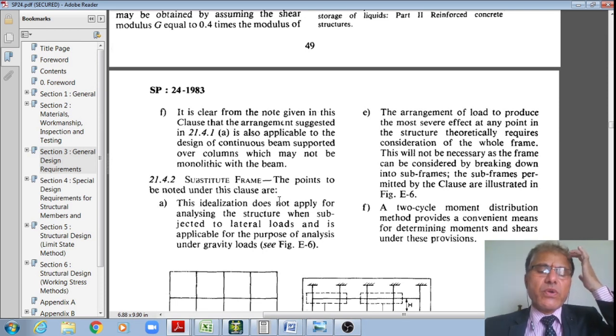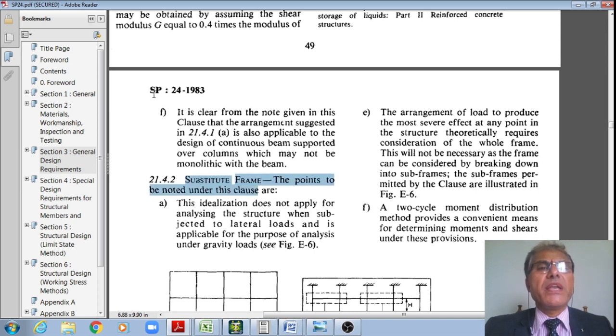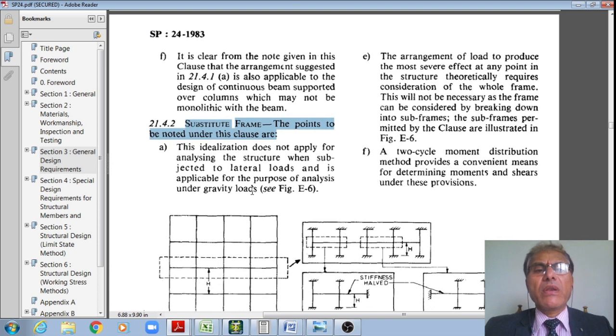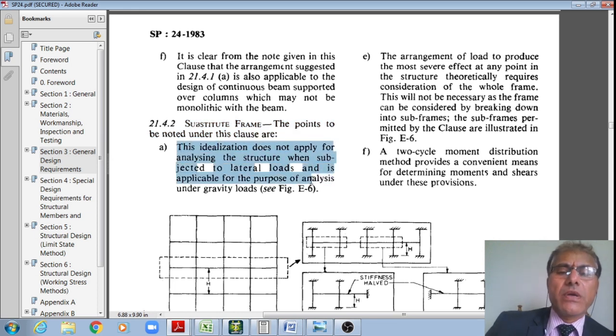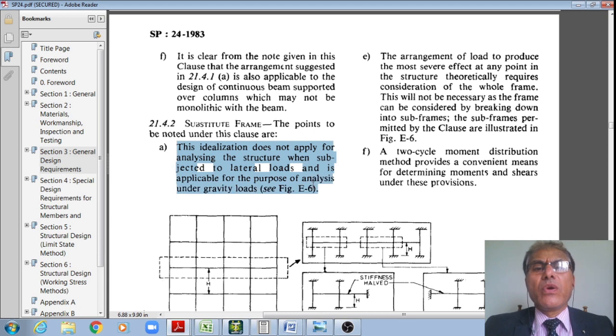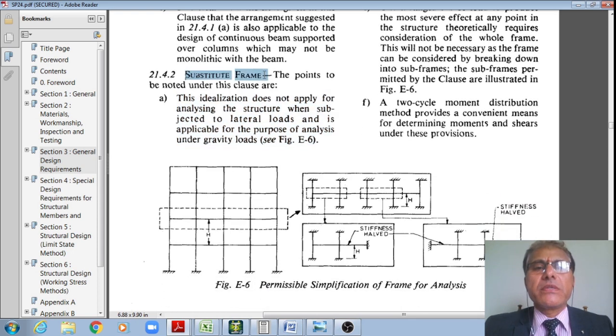Now before I go for the manual calculation, student, the code, SP24 1983, says that the substitute frame may be used for manual calculations. The substitute frame is not applicable when it is subjected to lateral loads and is applicable for the purpose of analysis under gravity loads only. Here in today's problem, for the ground floor, I am not assuming any lateral loads. Please make note, student. Therefore, I can make use of this substitute frame method.